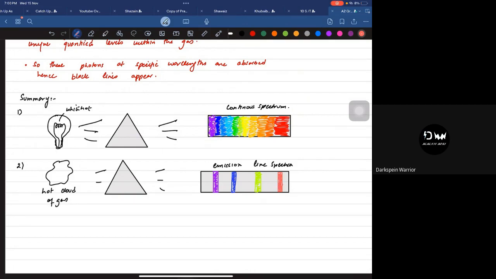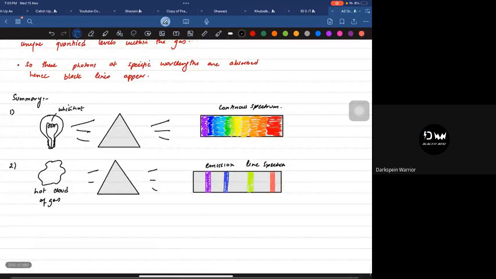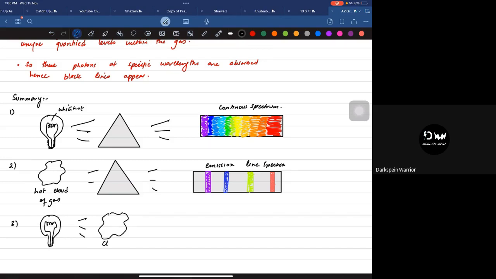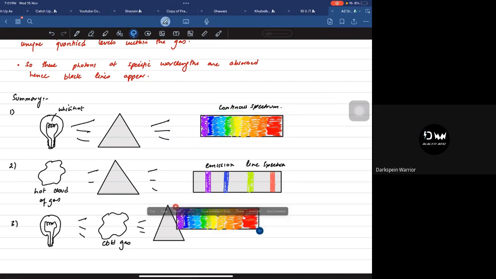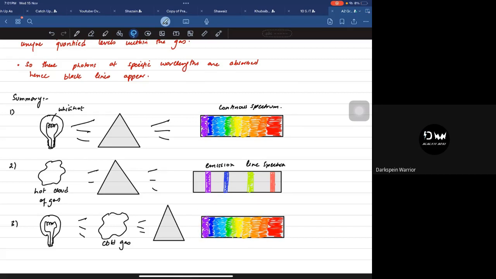All right, kids, like that. And if you have a source of light, and then cold gas, when it goes to the prism, it's just going to give you black lines which were absorbed. Discrete black lines.